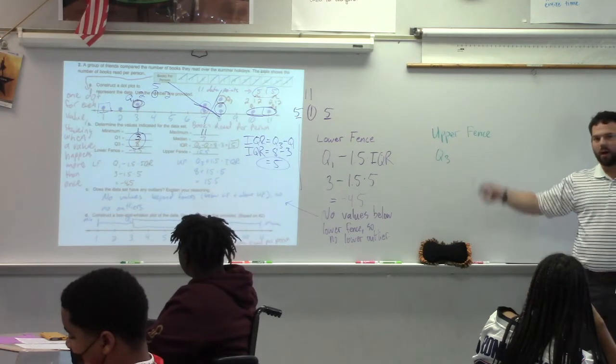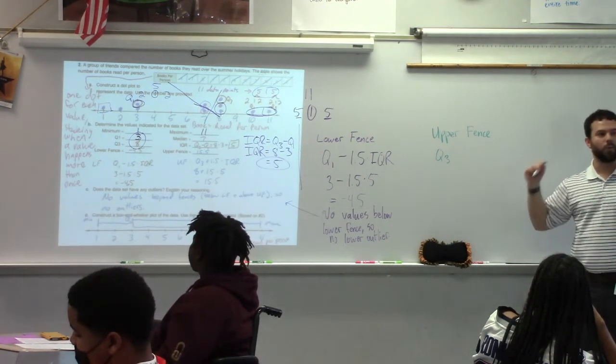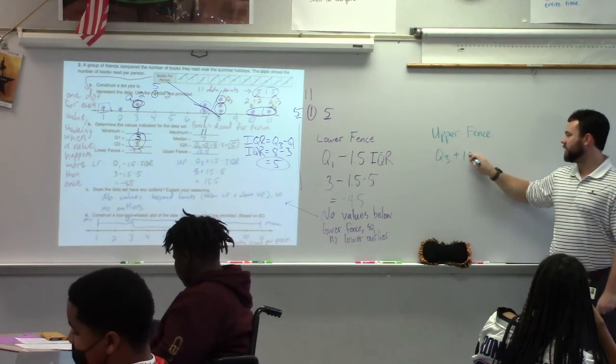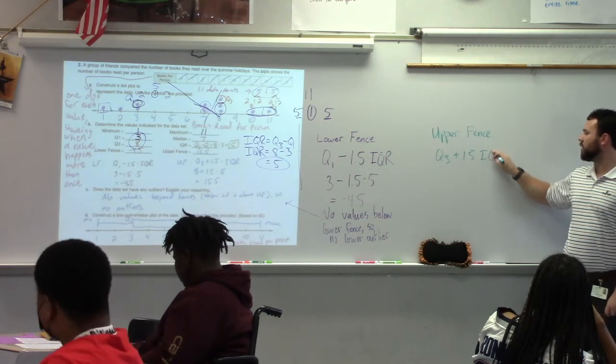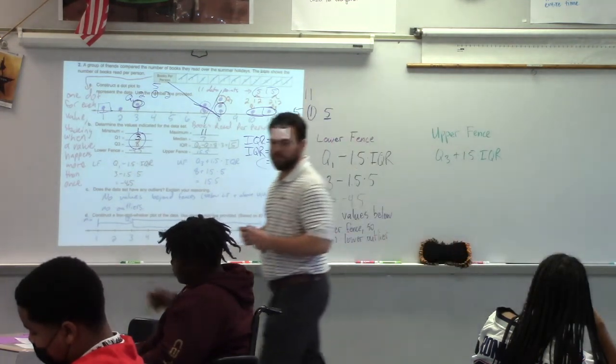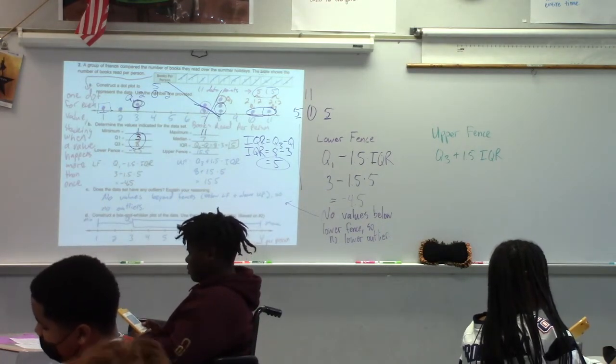But we want to go beyond that, so we're going to add or subtract. Add, right? It's upper. We want to go above it. We want to keep going, so we're going to add. And it's still going to be 1.5 times the IQR. Find out what that upper fence is. So substitute those values in, figure out what that upper fence is.